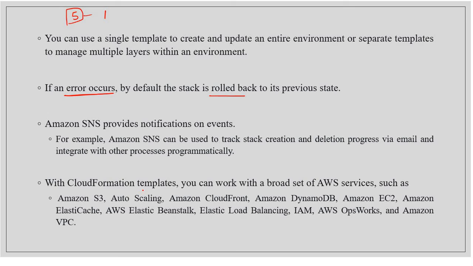With the help of a CloudFormation template, you can use many services, like S3 bucket service, Auto Scaling, CloudFront, DynamoDB service, and EC2 instances. You can create ElastiCache. You can develop any app using Elastic Beanstalk. You can apply load balancing. You can apply restrictions by creating multiple roles and users, and you can use OpsWorks to automate something on Chef or Puppet Enterprise, or you can create your own stack, and you can connect CloudFormation with VPC also. So these are the services that can be connected with CloudFormation.